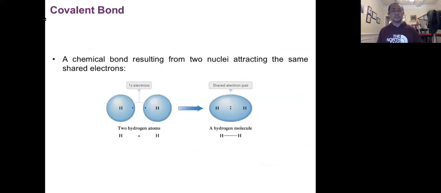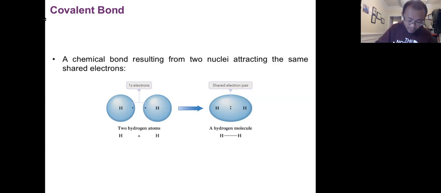So first, let's take a look at what a covalent bond is. Using the simplest molecule, I would say, hydrogen. Hydrogen exists in nature as H2. There's no hydrogen atom floating around. The element hydrogen exists in nature as H2, diatomic.